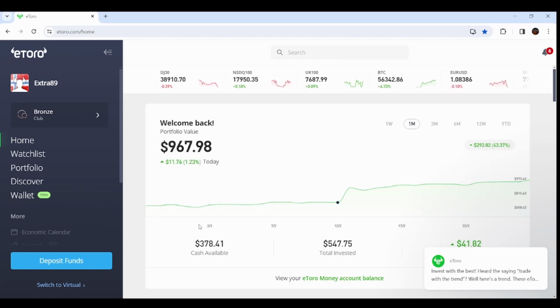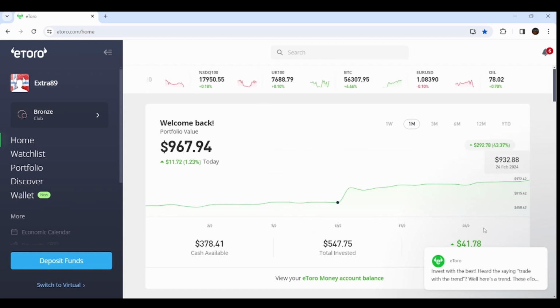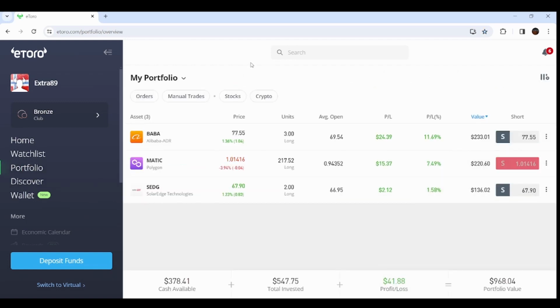Just below we see the money that is free in my account at the moment. The amount invested is shown here. And then there is profit or loss. Now I will show my portfolio.